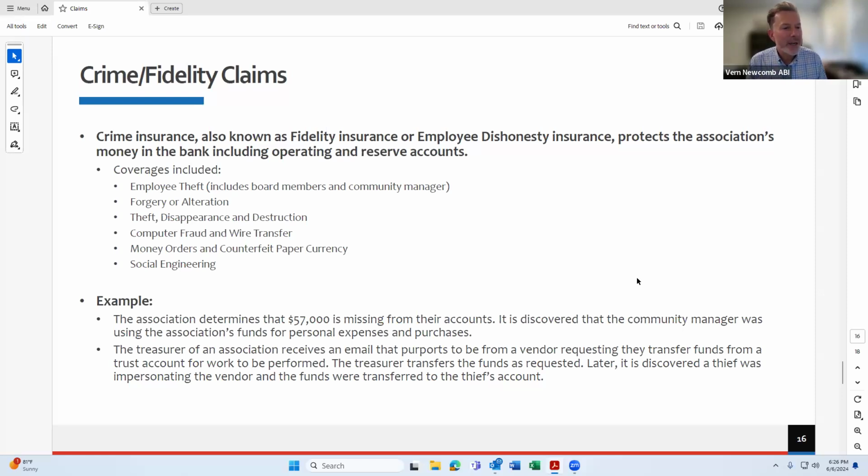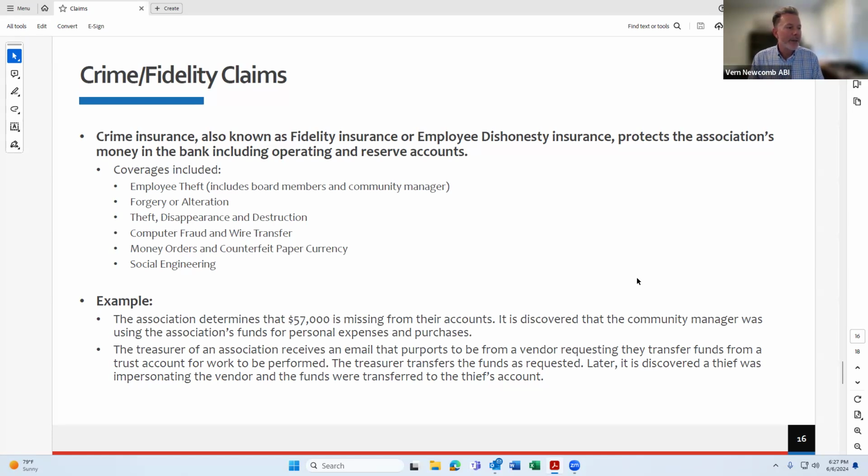And if the association is expecting a big chunk of money coming in, whether it's from a construction defect lawsuit or a construction loan, and money's being dumped into the account, let your agent know. We can readjust that amount. It's not that expensive, and I'll tell you why in a bit when we go over a claims experience we had.